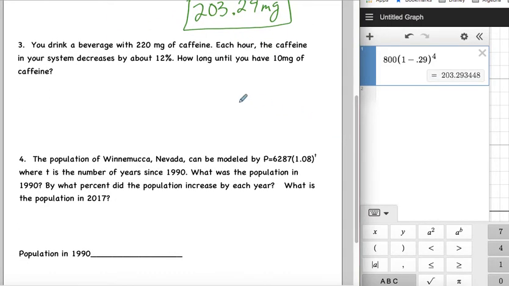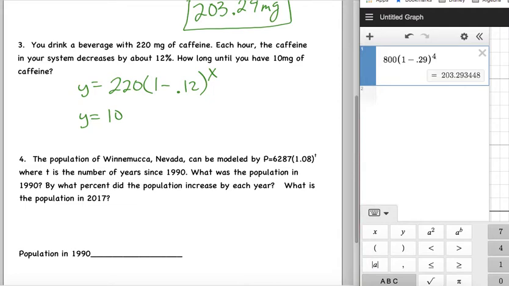Next one says you drink a beverage with 220 milligrams of caffeine. Each hour, the caffeine in your system decreases by about 12%. So we're going to start with 220. We're going to decrease, so 1 minus. We need our percent as a decimal, 0.12. How long until you have 10 milligrams? Okay, so we don't know the time. So I'm going to call that x, and I'm going to set this up as a y equals. And what we're looking for is when the y value is equal to 10. It's kind of like a system of equations, and I'm going to solve it that way using Desmos.